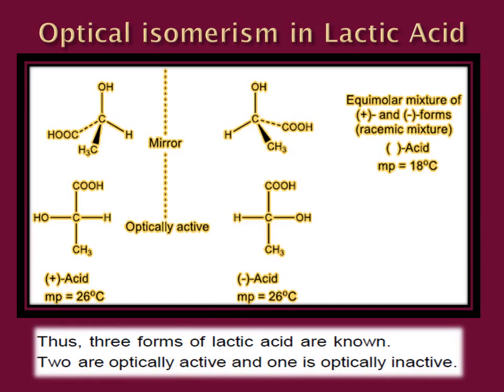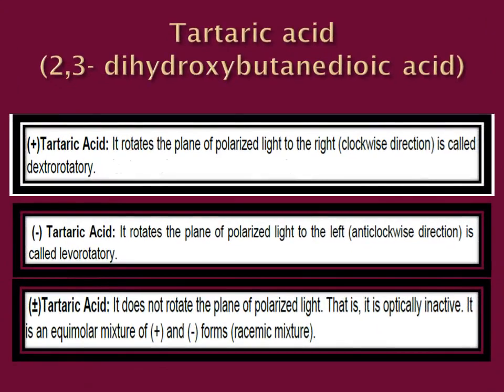Students, let us study optical isomerism in tartaric acid, which is 2,3-dihydroxybutanedioic acid. Just like lactic acid, the positive isomer is going to be dextrorotatory. It is going to rotate the plane of polarized light towards right. Levorotatory is going to rotate the plane of polarized light towards left. And the equimolar mixture or the racemic mixture is optically inactive.